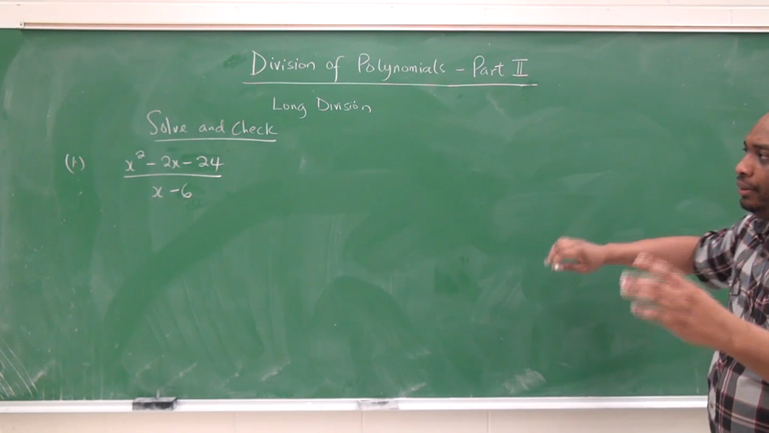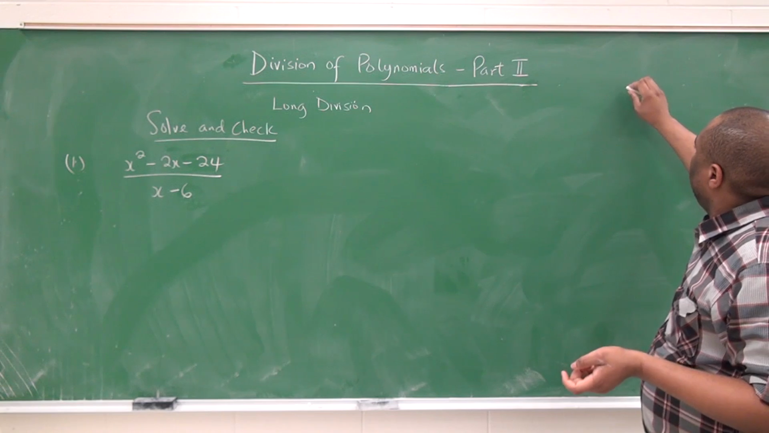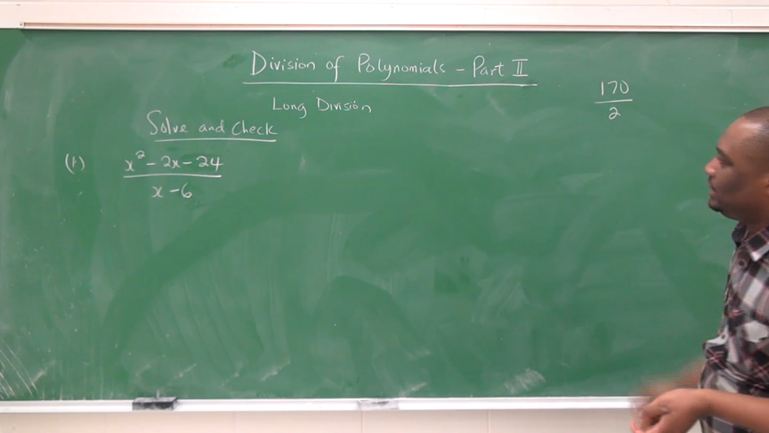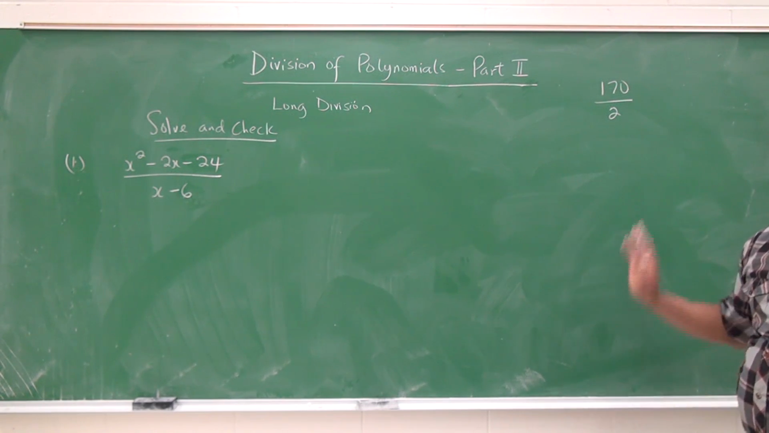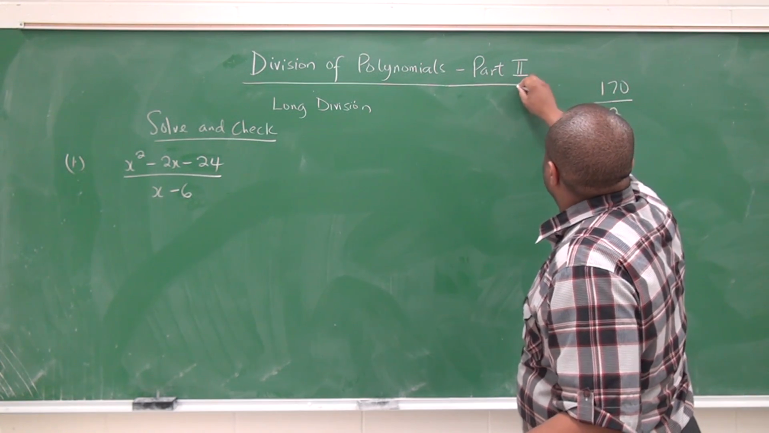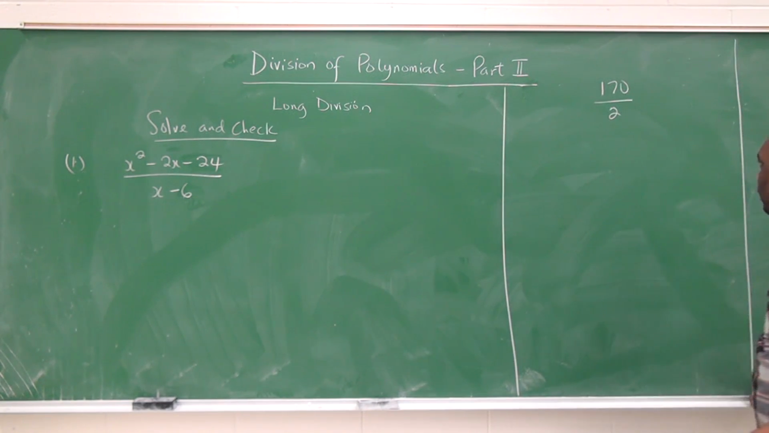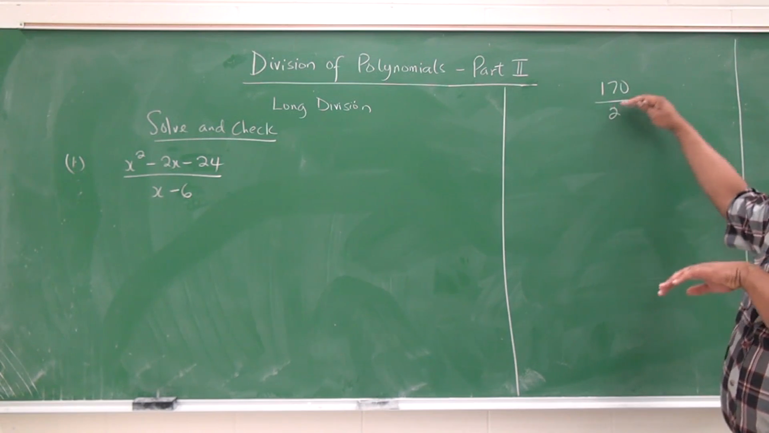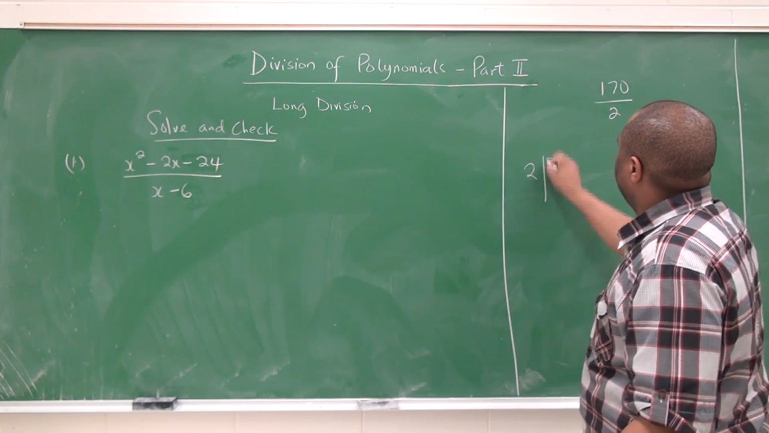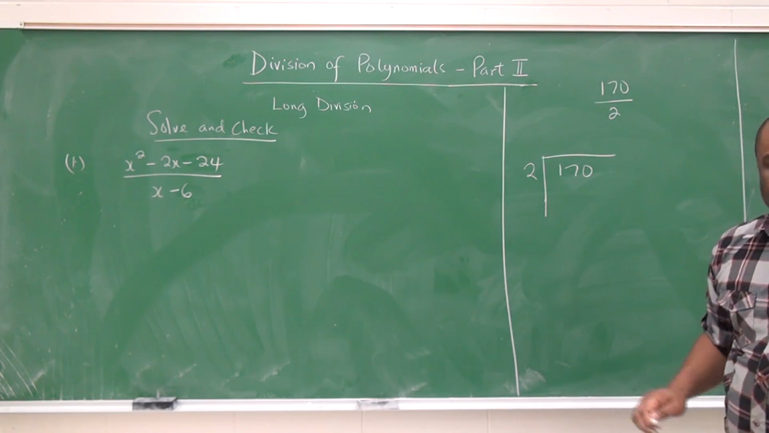Now, let's compare, assuming we have something like 170 divided by 2. Let's say we have 170 divided by 2. Arithmetic. So, first of all, how would you do this? You want to set it up like this: 2 divide 170. Let's say you're doing it without a calculator.